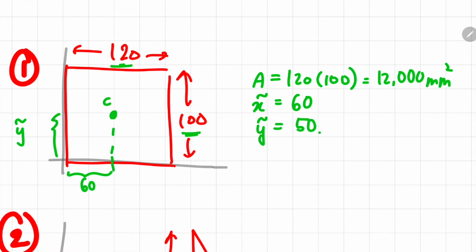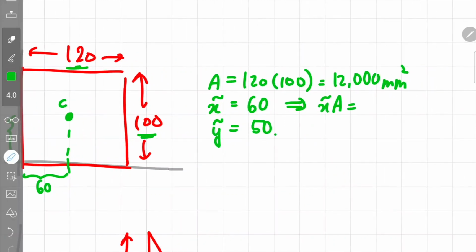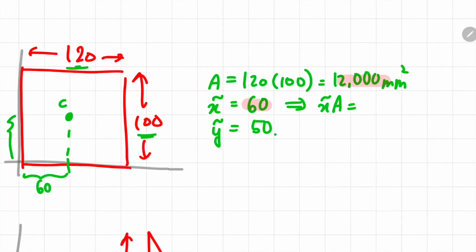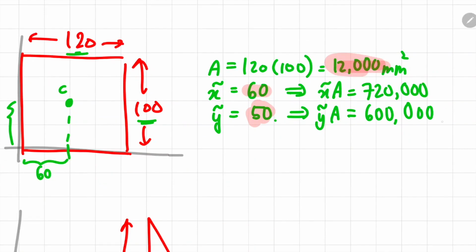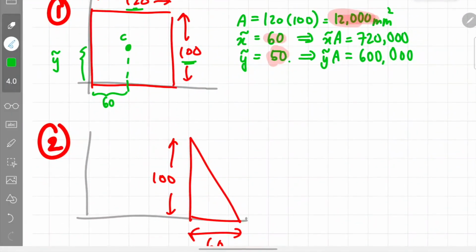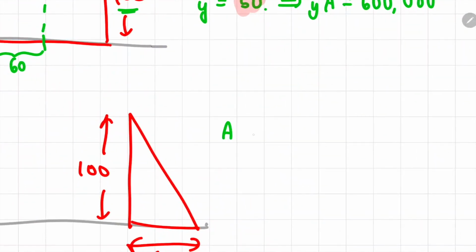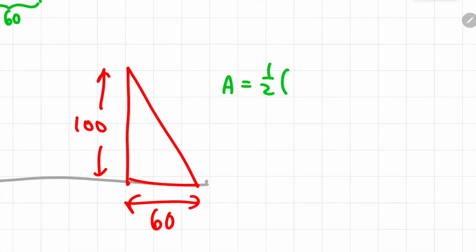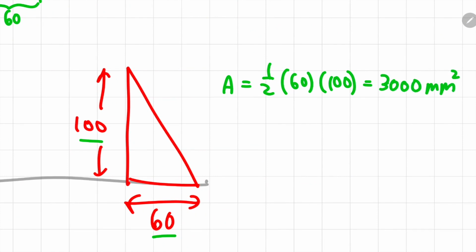Now you also need to find the multiplication of x curve with A. So 60 multiplied with 12,000, you get a value of 720,000. And the y curve multiplied with A, you get a value of 600,000. Now let's move on to the second segment. The second segment is a triangle, so the area of this triangle would be half times base times height. Half multiplied with 60 multiplied with 100, you get a value of 3,000 millimeters squared.